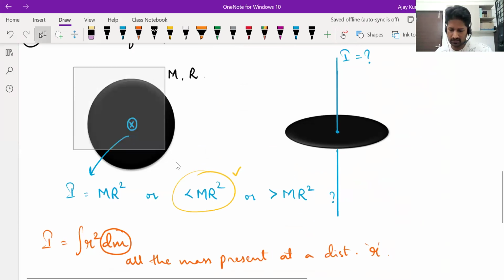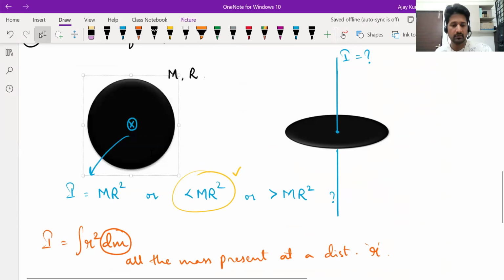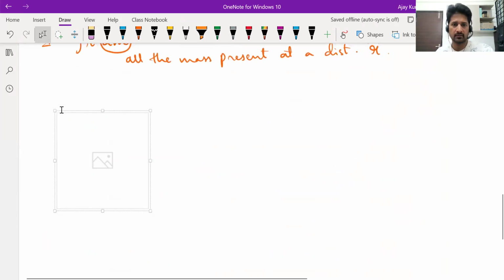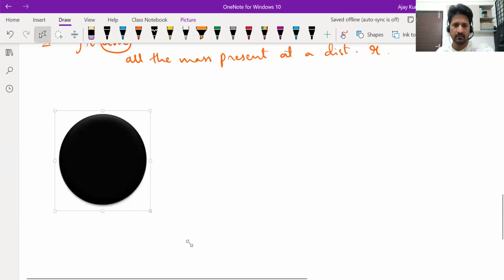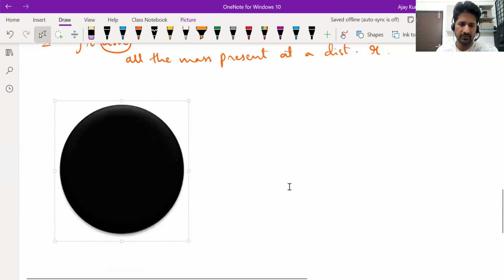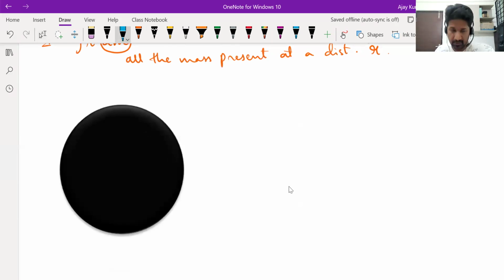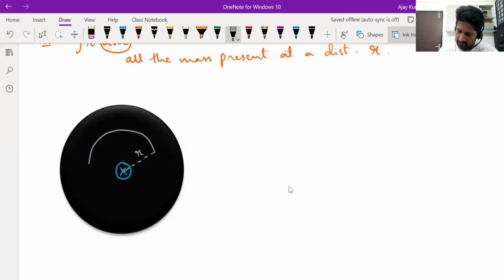So consider the disk along with the axis. Let's fix a certain distance from the axis first. The axis is passing through the center of the disk. It's perpendicular to your screen. Now, if you take a certain distance, let's say small r, at that distance, you need to visualize what all mass is present. The mass present at that distance will be in the shape of a circle like this.